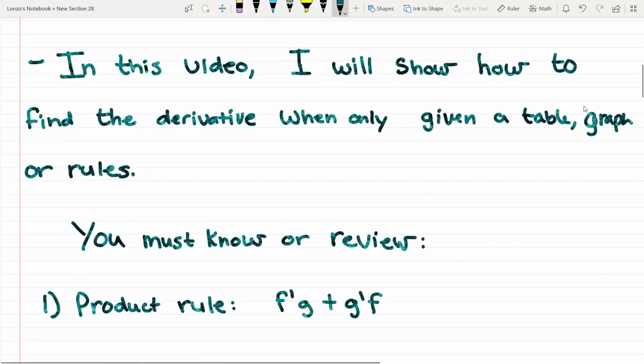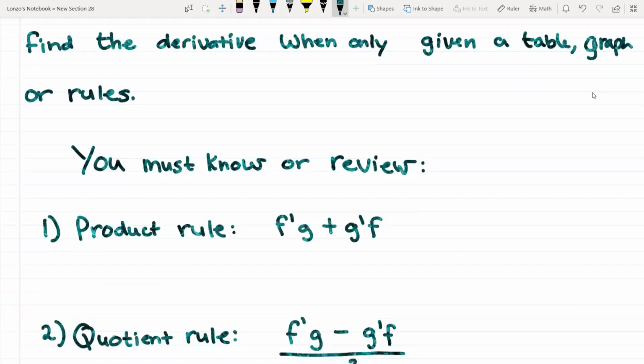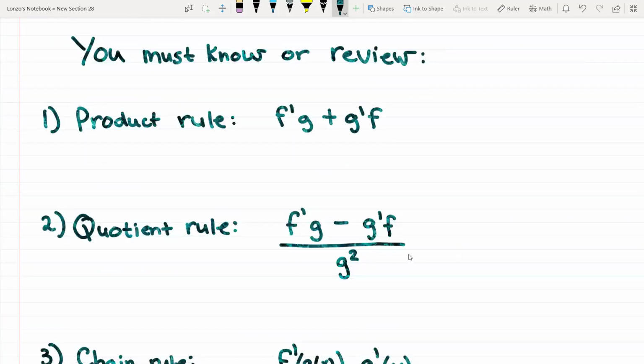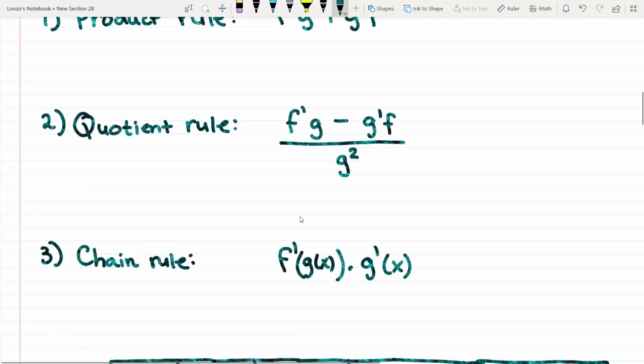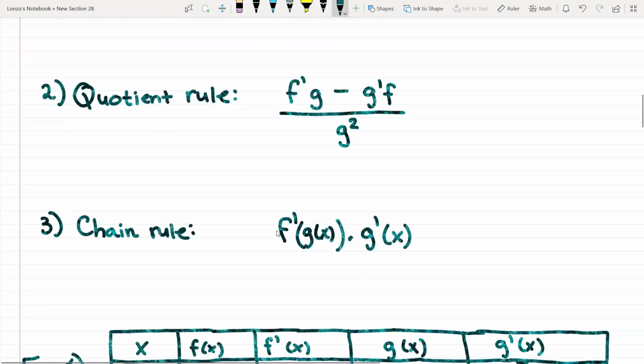Before we go any further, you must know or review these three rules: the product rule, f prime of g plus g prime of f; the quotient rule, which we'll definitely might have to use, f prime of g minus g prime of f, all over g squared; and then the chain rule. Okay, so let's do example one.